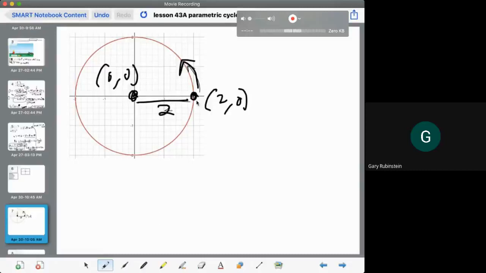Does anyone want to type in what alteration you think you need to make to the original equation in order to make this happen? Remember, before it was x equals cosine t, y equals sine t.